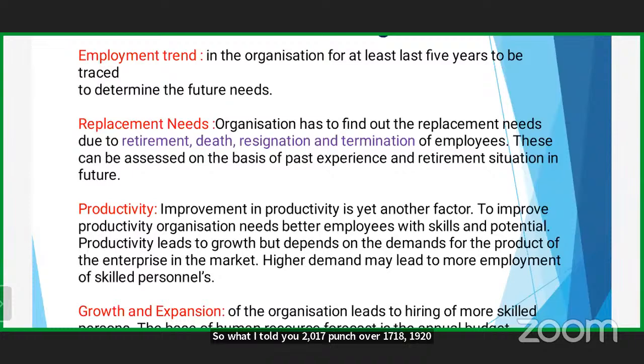We will look at the last 5 years, the past 5 years, to plan for 2023, for the future. Right? So in 2017, how much existing manpower was there? 1,000. Minus labor turnover. Employees left the organization due to various reasons in a normal procedure. How many? What I told you, 200.